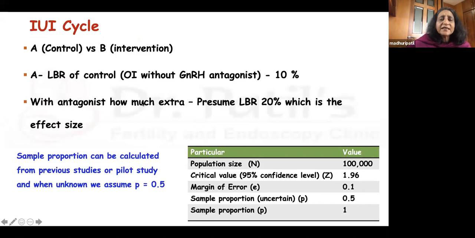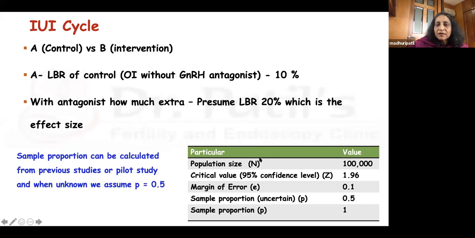So now I've taken an example of an IUI cycle. So we will compare A versus B. A is the live birth rate of controls, wherein you are having patients where you've done ovulation induction without GnRH antagonist, with a live birth rate of 10%. And now you want to see what is the difference if you're using antagonist, and we are presuming that the live birth rate will increase to 20%, which is the effect size.